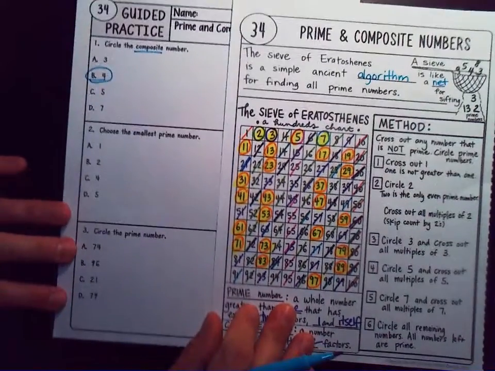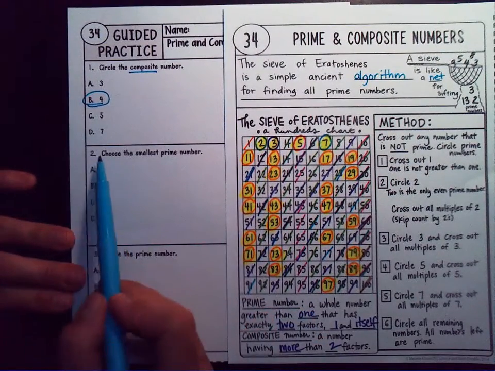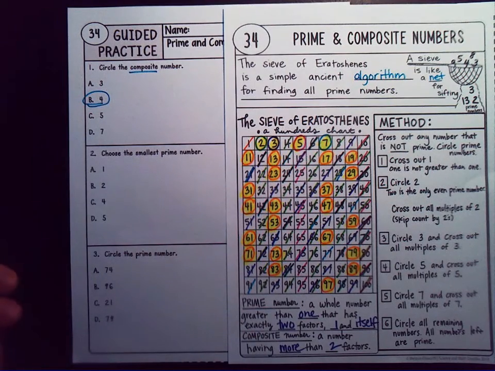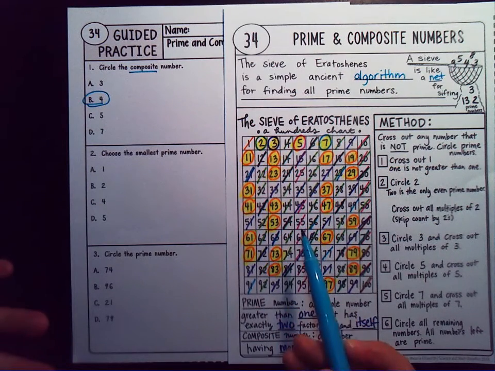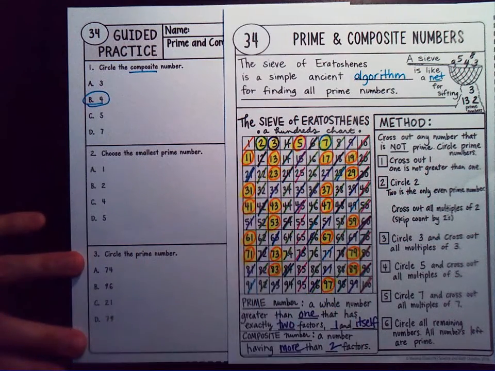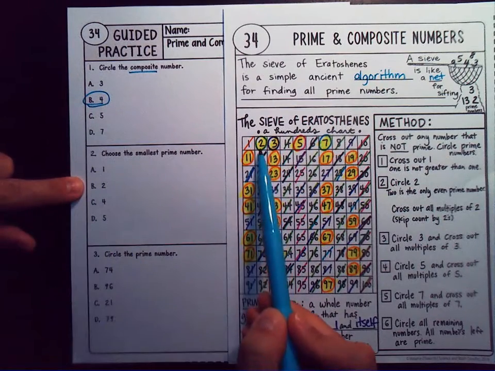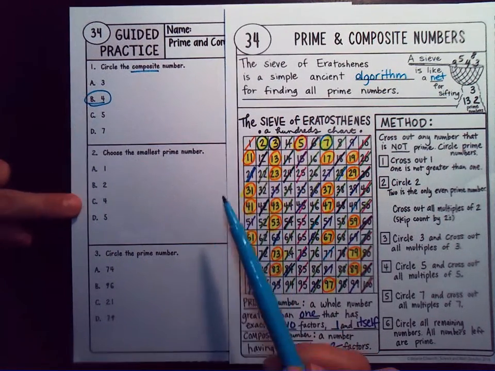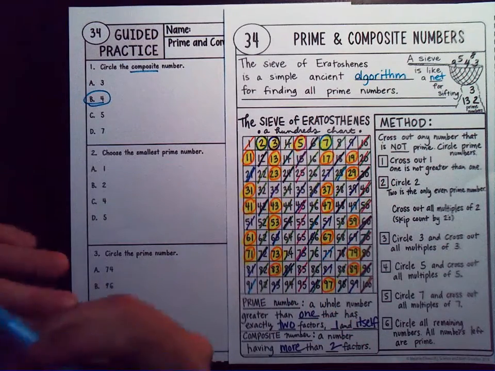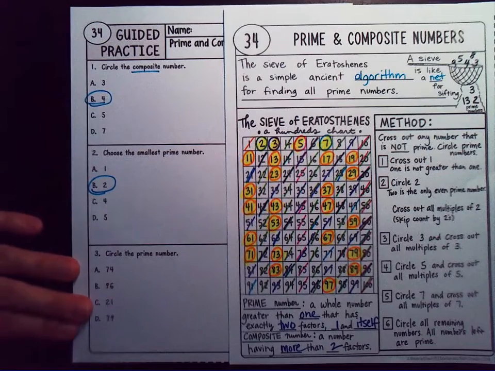All right, your next problem I'd like you to try is choose the smallest prime number. Pause your video, determine what you believe is the smallest prime, and then check back in. Using my sieve, I can see 1 is neither prime nor composite, and that is crossed off. 2 is my first prime number. Let's just check. 4 is composite, 5 is larger than 2, so my answer here is 2.